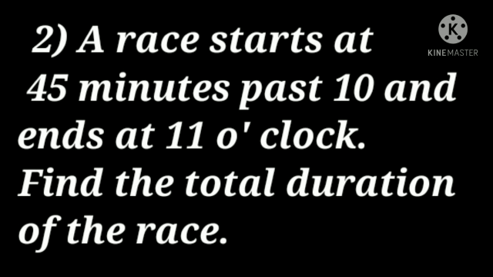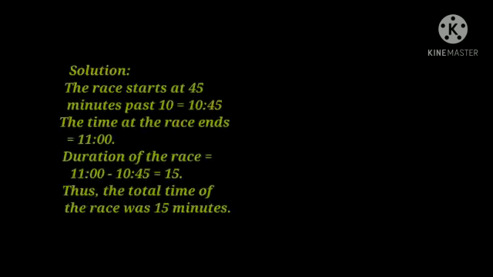A race starts at 45 minutes past 10 and ends at 11 o'clock. Find the total duration of the race. Here they have given us the starting time of the race and the ending time of the race. We have to find out the time, that is duration. So let us go for solution.